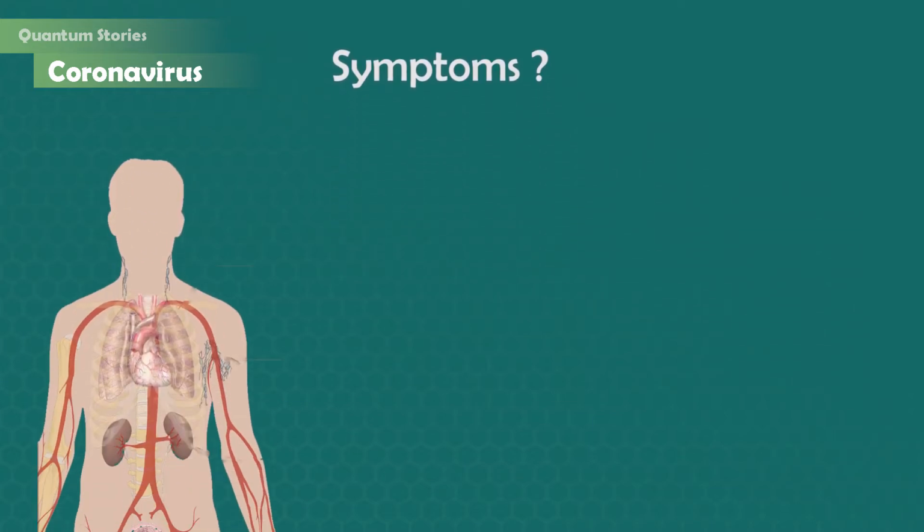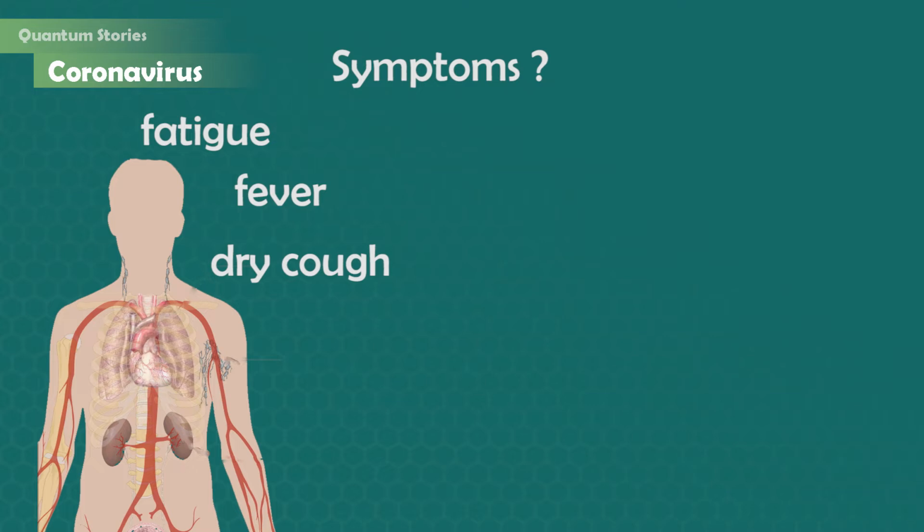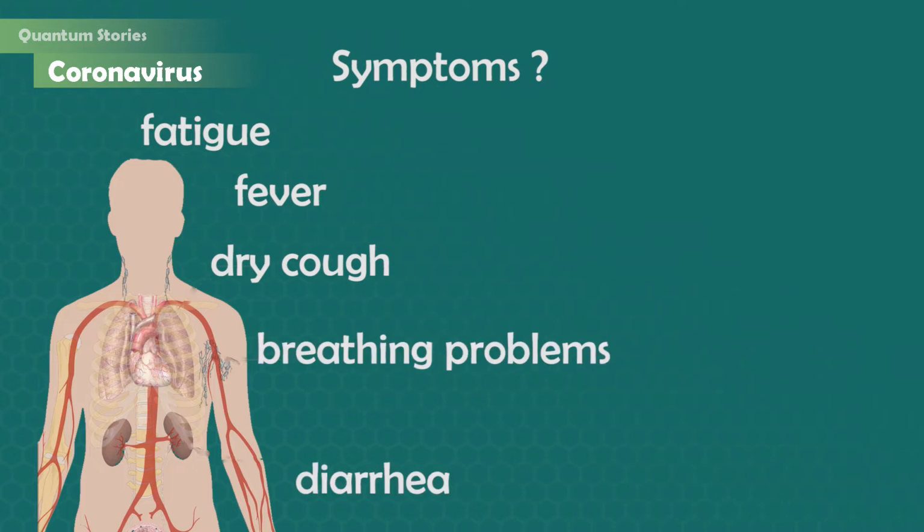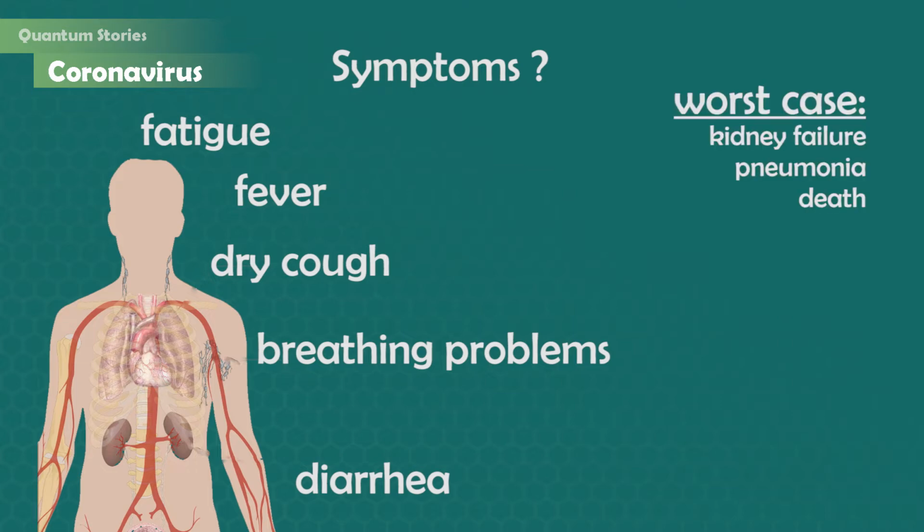The symptoms include fever, fatigue, dry cough, shortness of breath and diarrhea, so it's very close to the flu. In case of severe infection, it can result in kidney failure, pneumonia and even death. More on that later. You should know that the symptoms will only appear 1 to 14 days after infection, so this means that even a perfect looking person could potentially carry the virus.